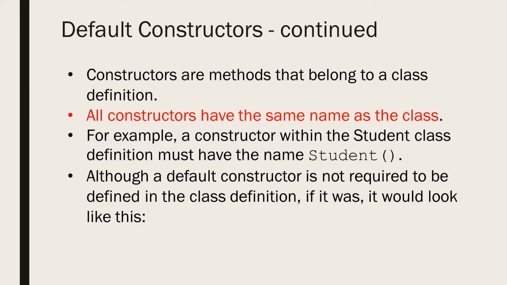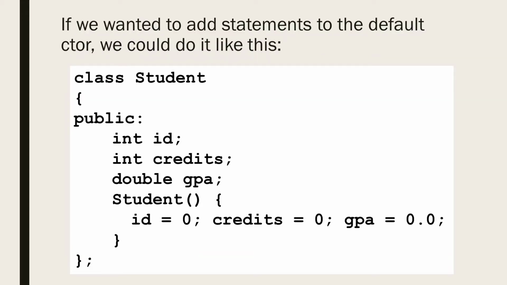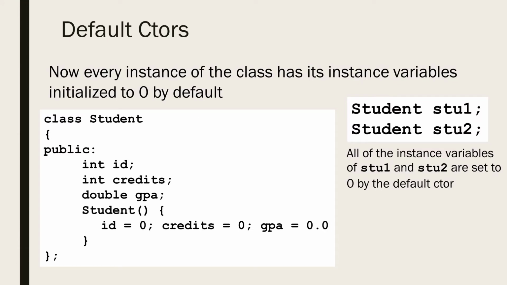Default constructors are the ones that happen all by themselves. All constructors have the same name as a class, so the default constructor has the same name as well. And if you could see it, it would look like this. It's a function that doesn't do much, that can be called. We've seen that we can take over the default constructor and add our own initializing statements, in this case setting all the variables to 0. And that's great. That means that every object that's instantiated from this class has its data members set to 0 by default.